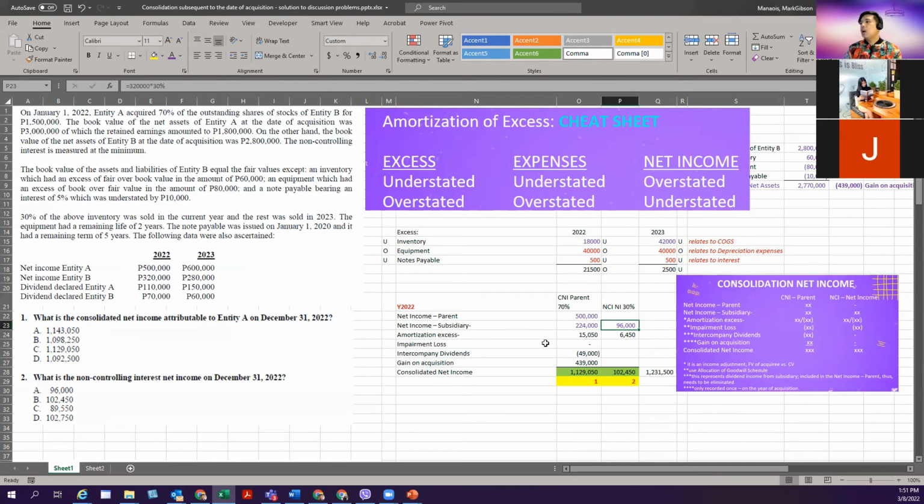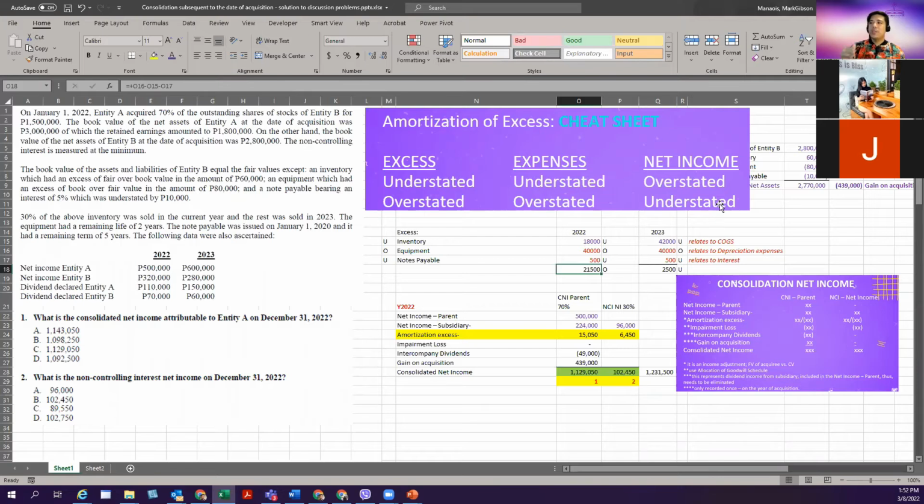Now let's discuss the amortization of excess. This is what we waited for because we already computed it, right? How much was the overstatement in total expenses? We said 21,500. If our total expenses are overstated, therefore the net income is understated. If net income is understated, all we have to do is add it, right? To correct the net income.